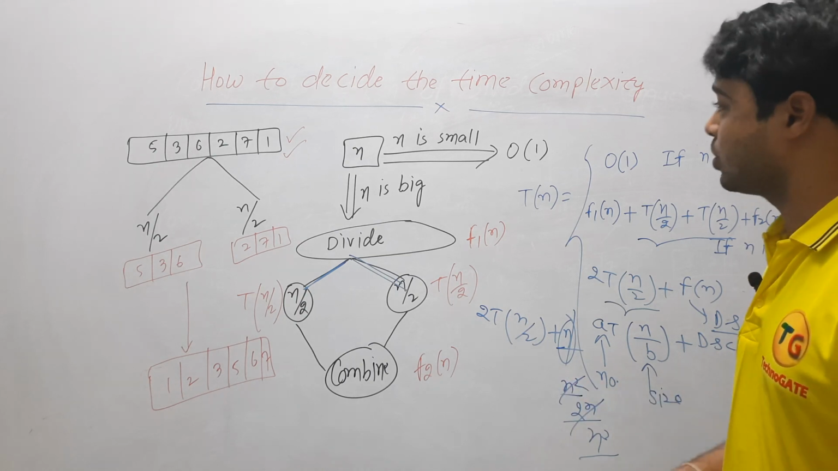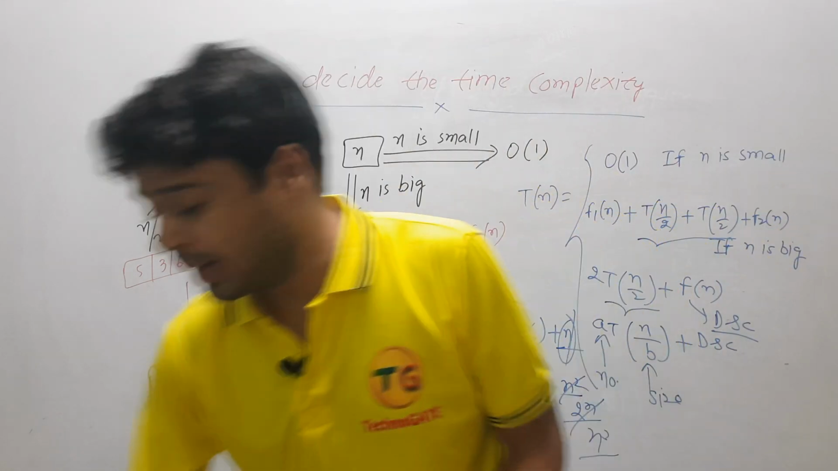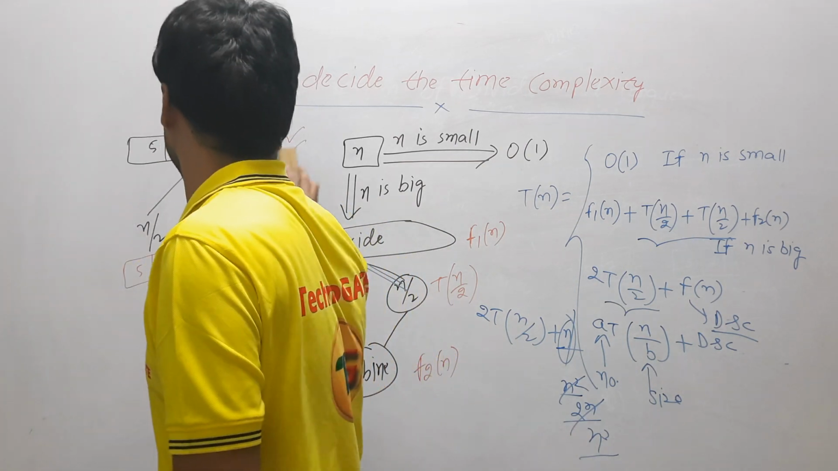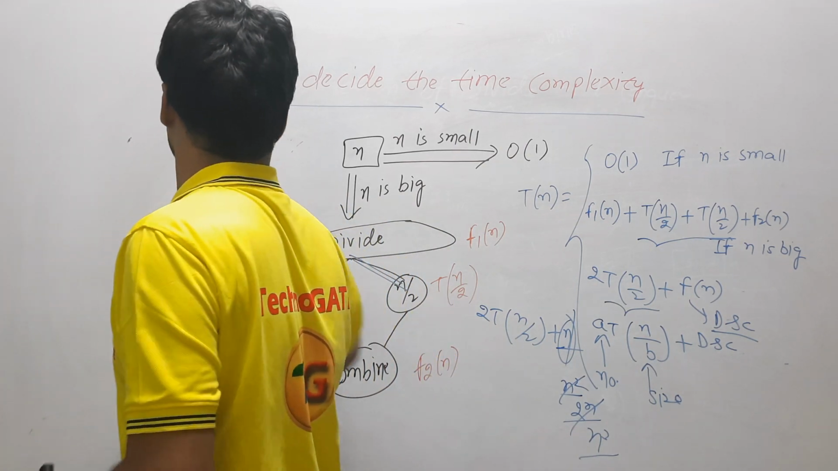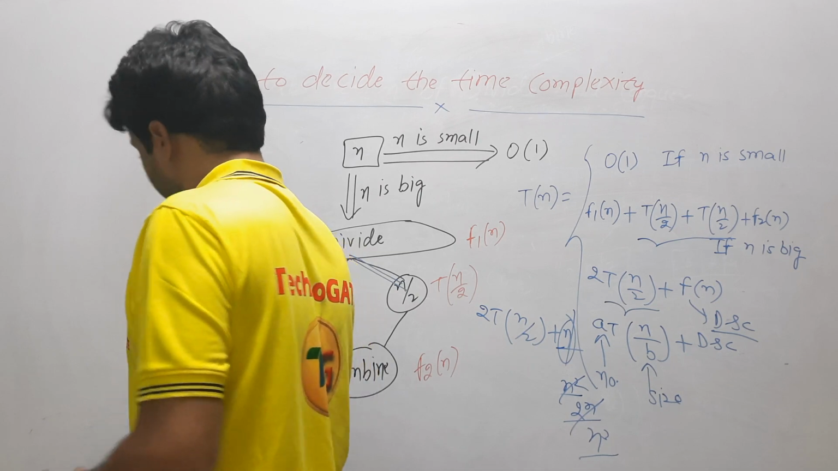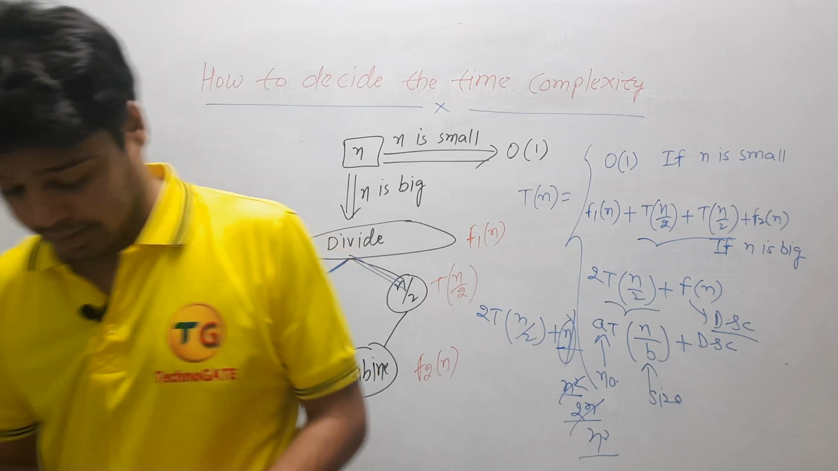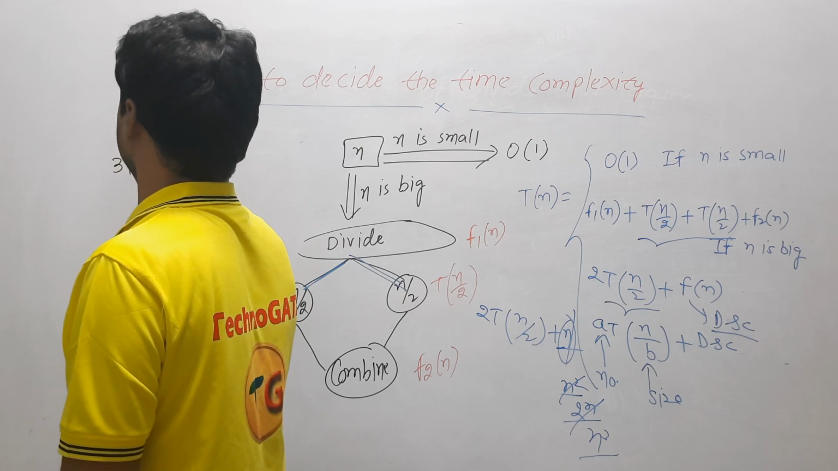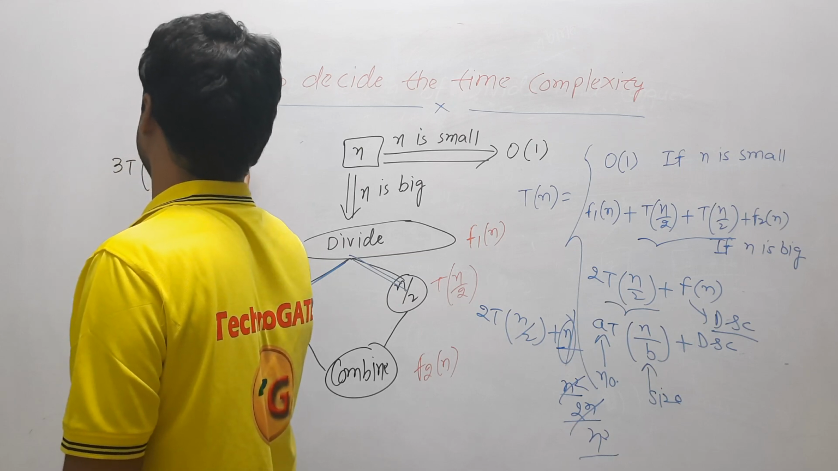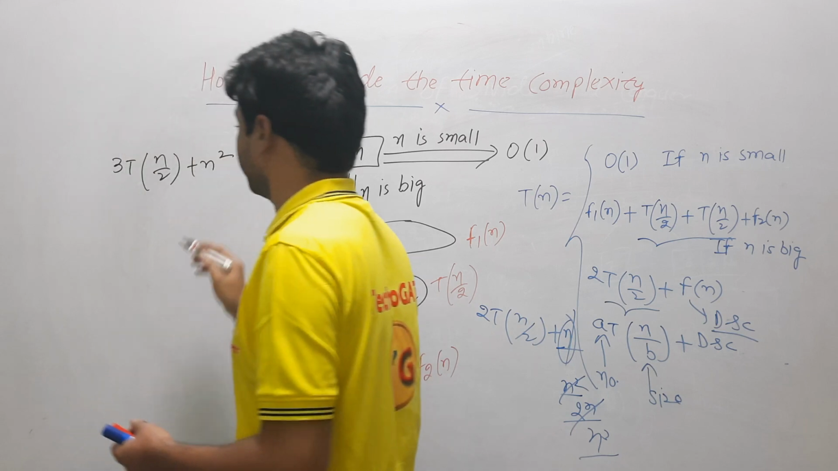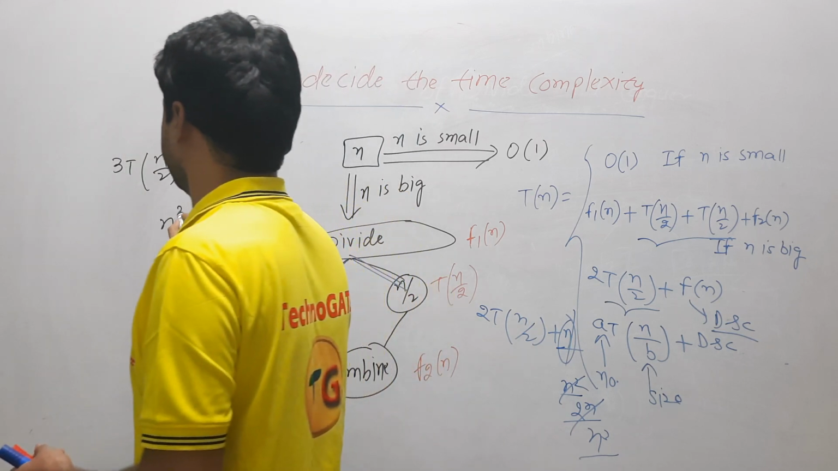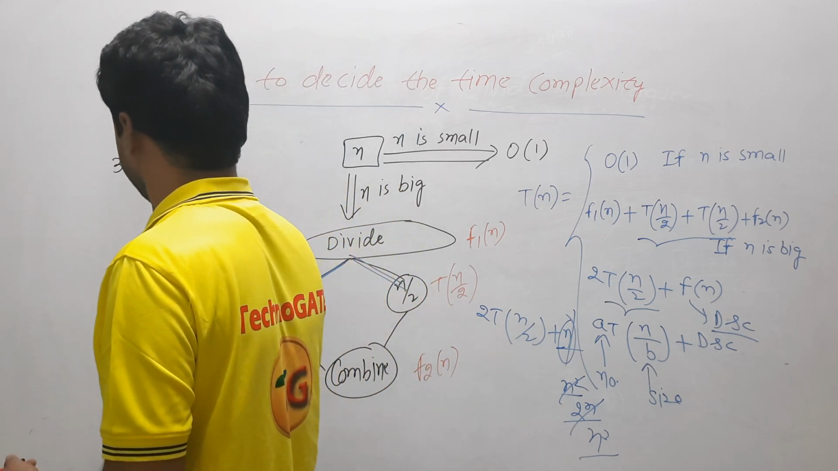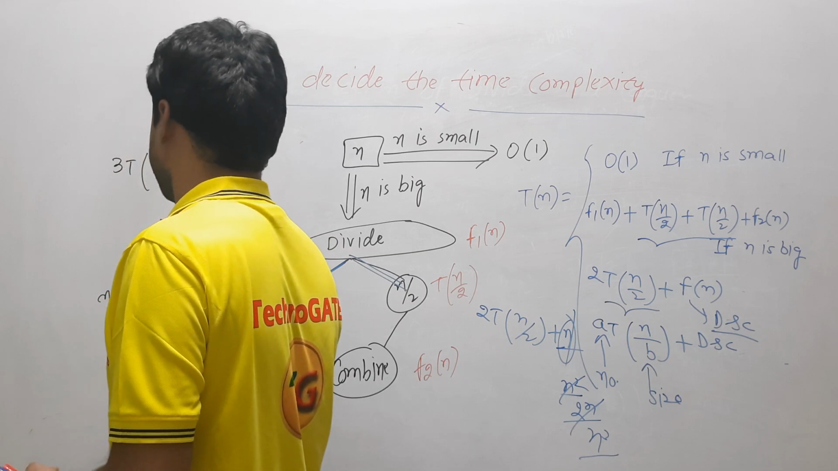We can also divide into 3 parts. Suppose I am writing here 3T(n/2) plus n square. So what is the meaning of this one? The meaning is that n square elements are divided into 3 parts, and the size of each part is n by 2 here, n by 2 here, n by 2 here.